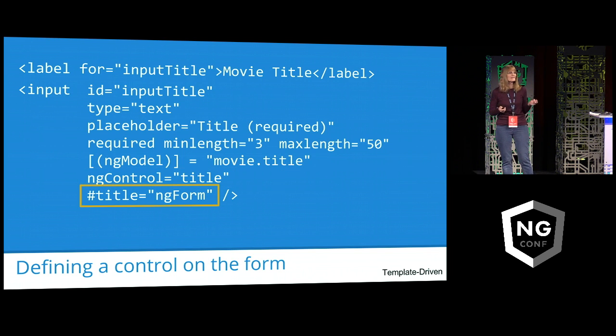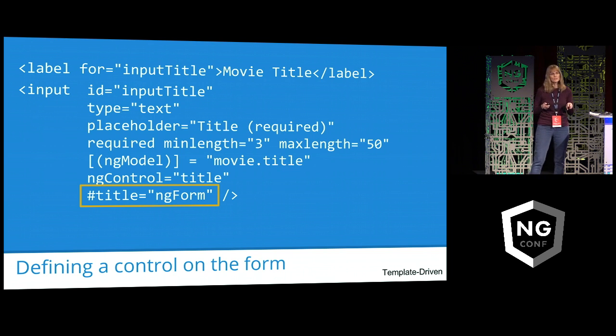This last thing then is adding another local template variable, and it's assigned also to ngform. And what that does is it sets up a reference to this one particular control so that we can then use that elsewhere in our template. And we'll see where we're going to use it here in just a second. All right, so that's defining our form and our control.